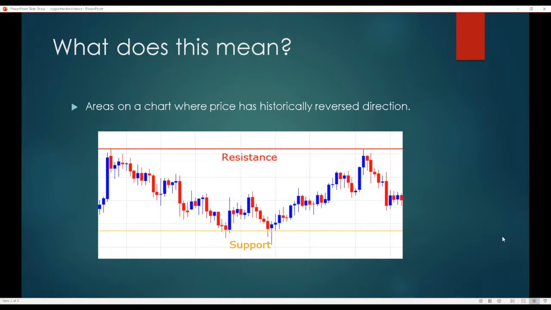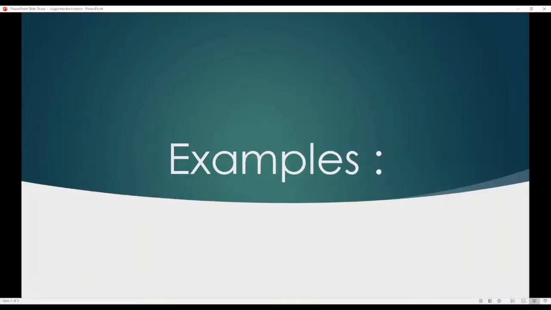So I'm going to walk you guys through a few examples of what this looks like on actual charts so that you guys can learn to do it yourself and start to make some money.